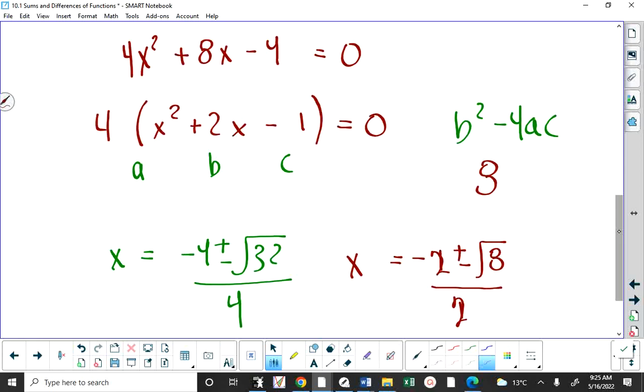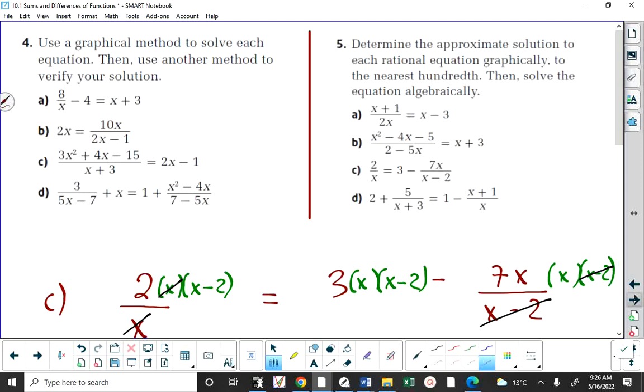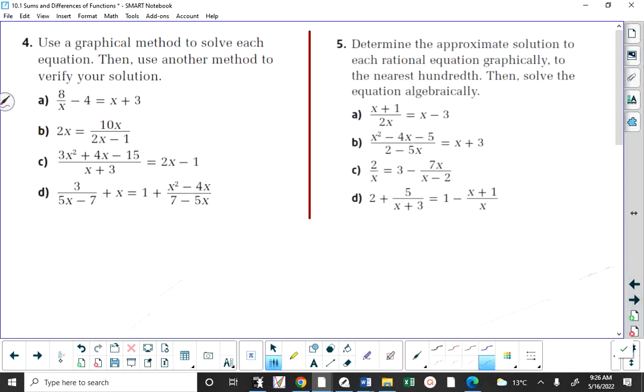Other questions? Ian? 4D. Okay. So use a graphical method and then use another method to, now we want to be careful here. When it says use another method to verify the solution, I mean, we could solve it algebraically, but verification could be something as simple as taking your answers and putting them back into the original equation. But you said C? D. Okay. So what you're going to have to do here, let me rewrite it.